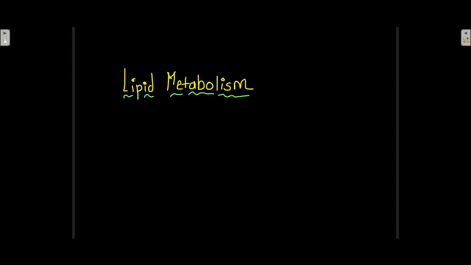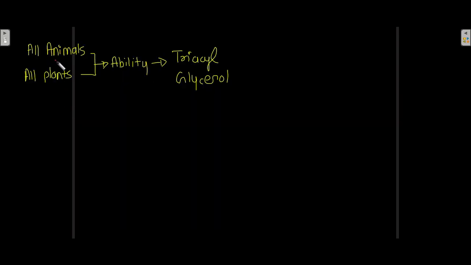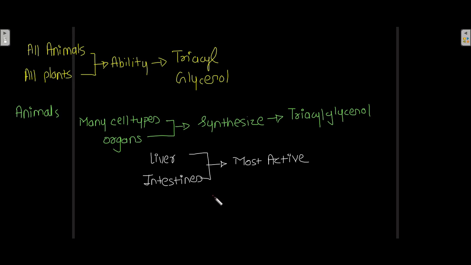Lipid metabolism. Now all animals and all plants have the ability to synthesize triacylglycerol. In case of animals, many cell types and organs are able to synthesize triacylglycerol. But in synthesizing triacylglycerol, liver and intestines are the most active organs. That is, liver and intestine majorly synthesize the triacylglycerol.